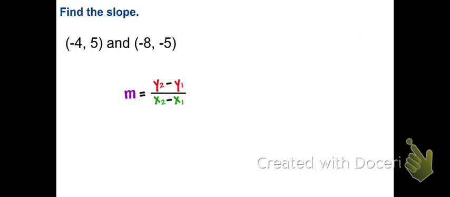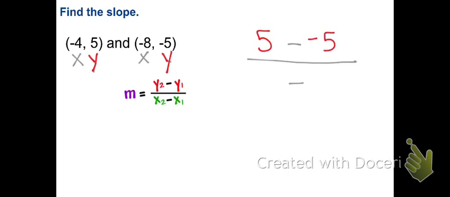Let's try another. Label our points. X, y, x, y. X always comes before y. My line, my minus signs. These minus signs are very important now because we have some negatives. So let's start with our y's. I'm going to do my left and then my right. 5, negative 5. Now let's do the x's. The left and then the right. So negative 4, negative 8.